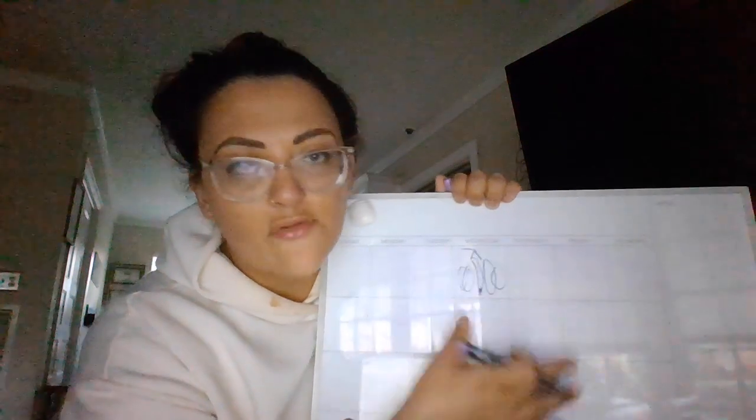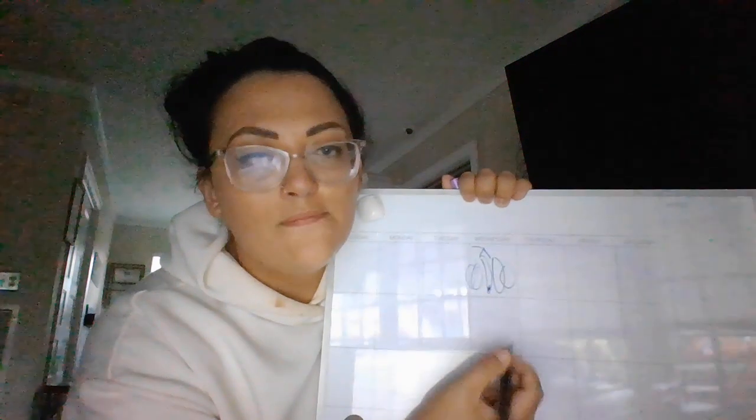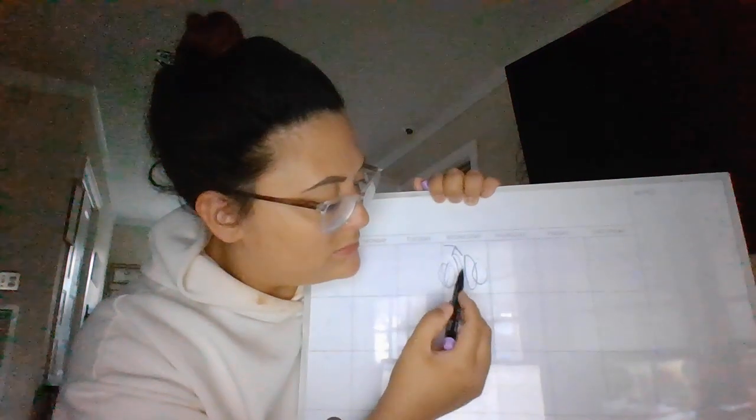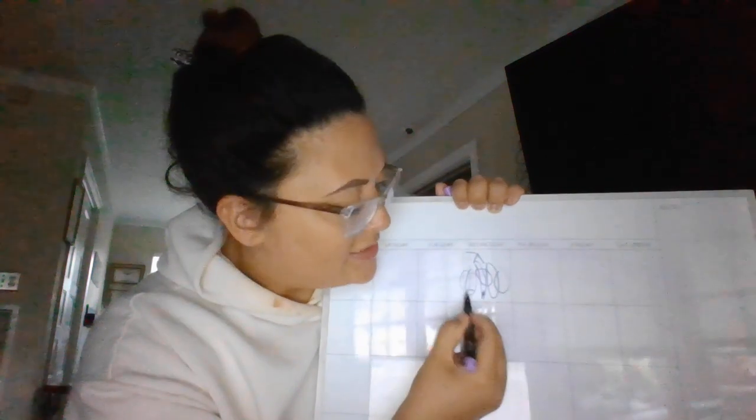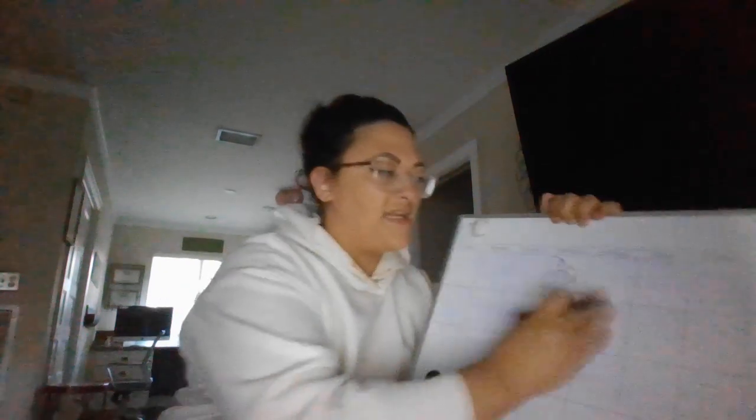Just on the outside is the orbit. And then on the inside right here, we have the cribriform plate. And then down here is where we have the nasal conchae, which is where the nasal cavity is.